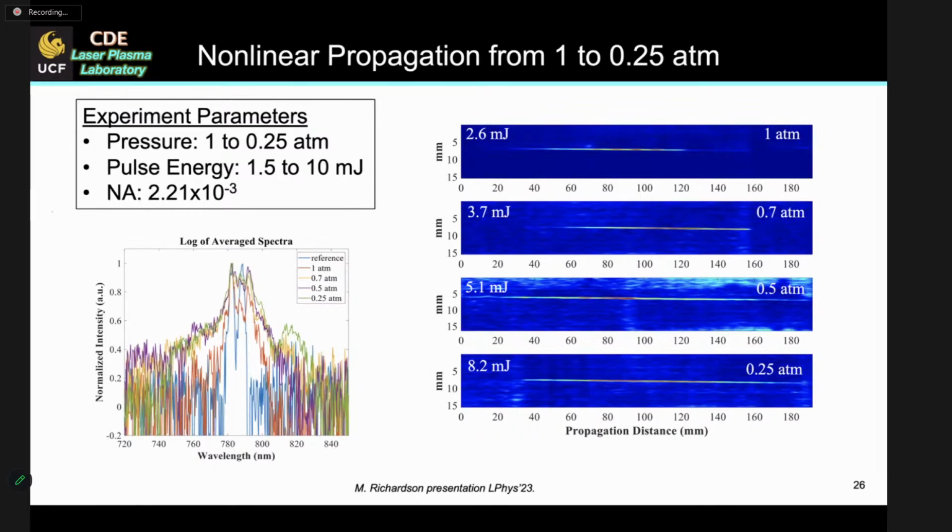So. Great. All right, so let's welcome Dr. Michael Haley from the Naval Research Laboratory, and he will be talking about ultra-short pulse propagation in turbulent atmosphere.